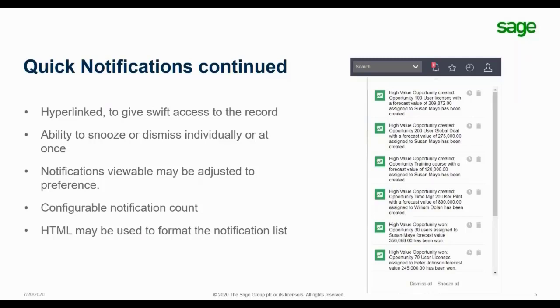Appointments, task reminders, and update reminders for both opportunities and leads are perfect examples of what may be achieved with quick notifications. As with so many areas within Sage CRM, HTML may be used to customize the notification list. This we'll take a look at during the demo.